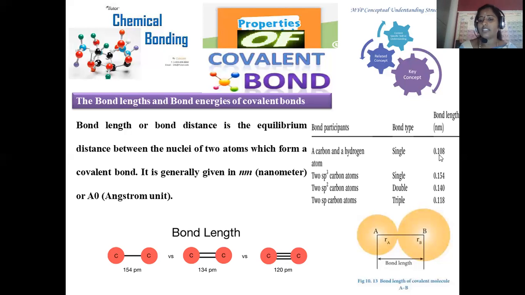Here you can clearly observe that from single bond to double bond formation, there is shrinking in the bond length. And when two sp carbon atoms are uniting, there is origination of a carbon-carbon triple bond. When the carbon-carbon triple bond is there, the size decreases still further, to 0.11 nanometers in bond length. You can clearly observe.